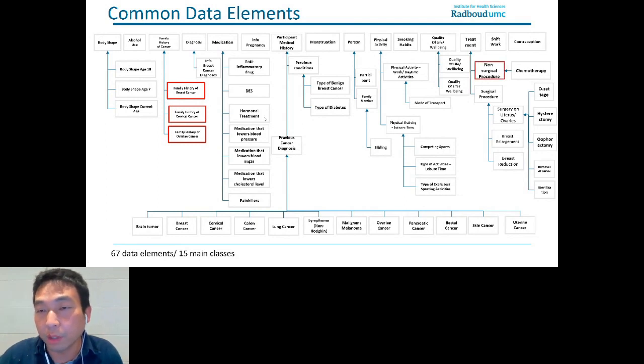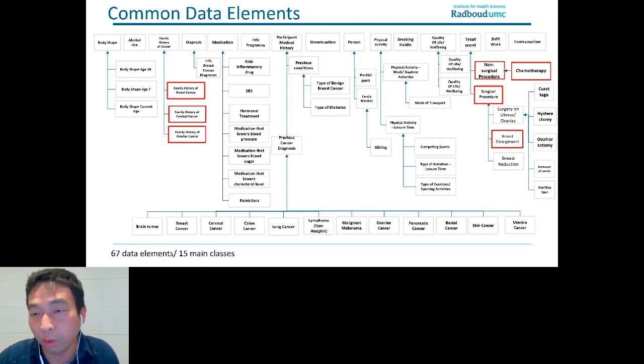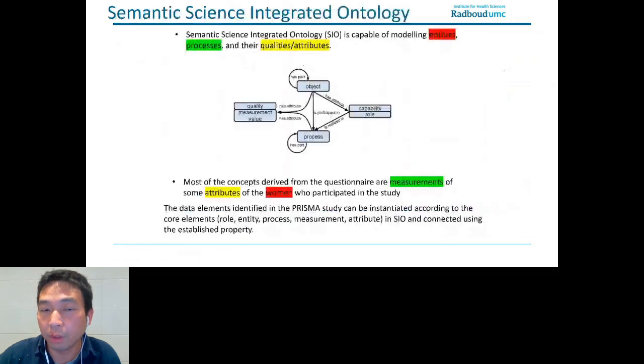Another example is that we can look at the treatment. The first subclass of the treatment would be a non-surgical procedure, and under it there is a subclass, chemotherapy, and another subclass for the treatment would be surgical procedure. And if we go on, we can see some other terms. For example, breast enlargement could be a subclass of the surgical procedure.